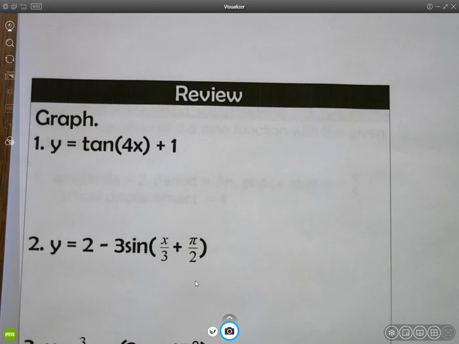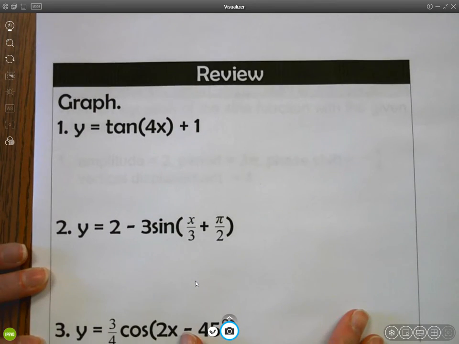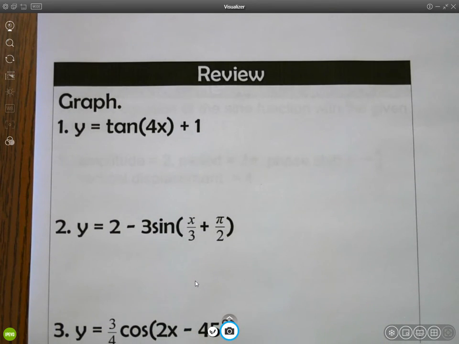All right, so on the test, you're going to have to graph a tangent, a sine, and a cosine, and there'll be a secant for bonus. So you can look over graphing secant with transformations if you would like to attempt the bonus question. All right, so hold on, let me move some stuff out of my way.